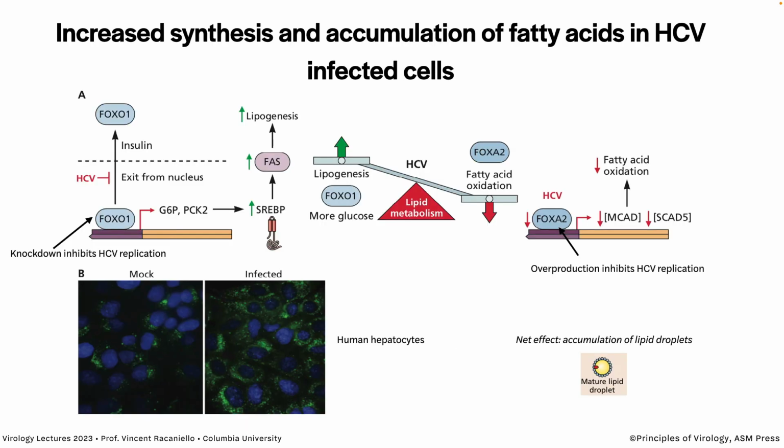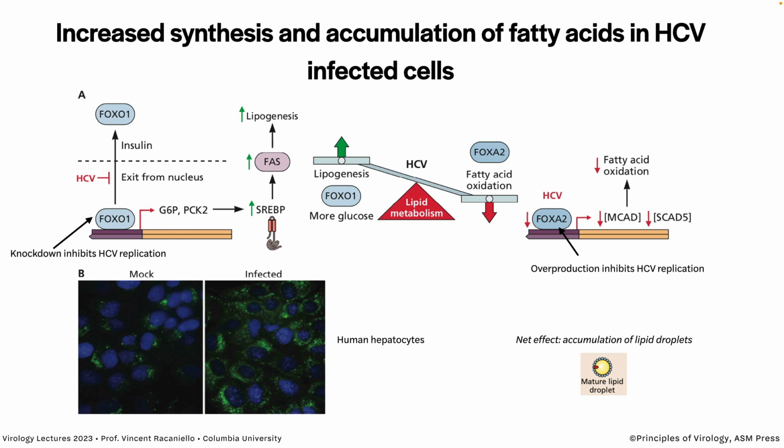This is another example. I want to show you the balance of synthesis and oxidation. This is hepatitis C virus infected cells. So on the bottom left, we have cells on the left, mock-infected cells, and on the right, virus-infected cells. And they're human hepatocytes, so that they are the target cell for hepatitis C virus. And they are stained with a dye that stains lipids. It stains them green. And you can see there's an increase in the green staining comparing the infected to the mock. So virus infection somehow increases the accumulation of lipids in cells.